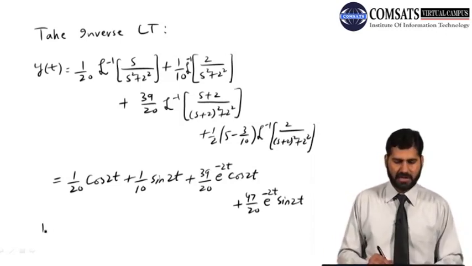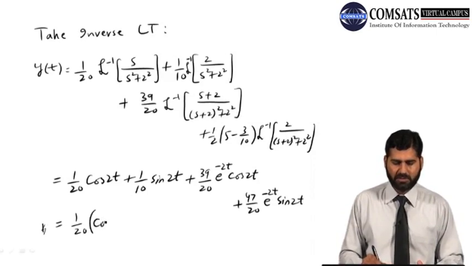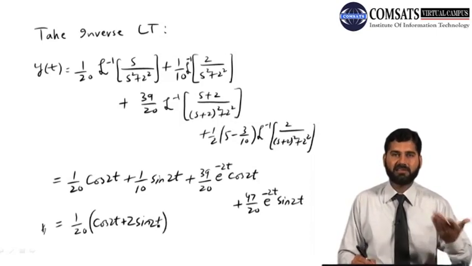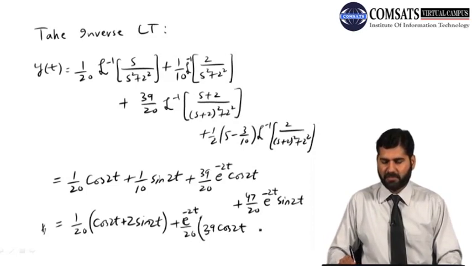All right, so this is your answer, and if you want to simplify you can do it, it's your choice. If you want to simplify it, you can write 1 by 20 outside, cosine 2t plus 2 sine 2t. This is y p basically, if you do it with a different method. Plus again 1 by 20 is common, and e to the minus 2t is also common, so inside will be 39 cosine 2t plus 47 sine 2t.